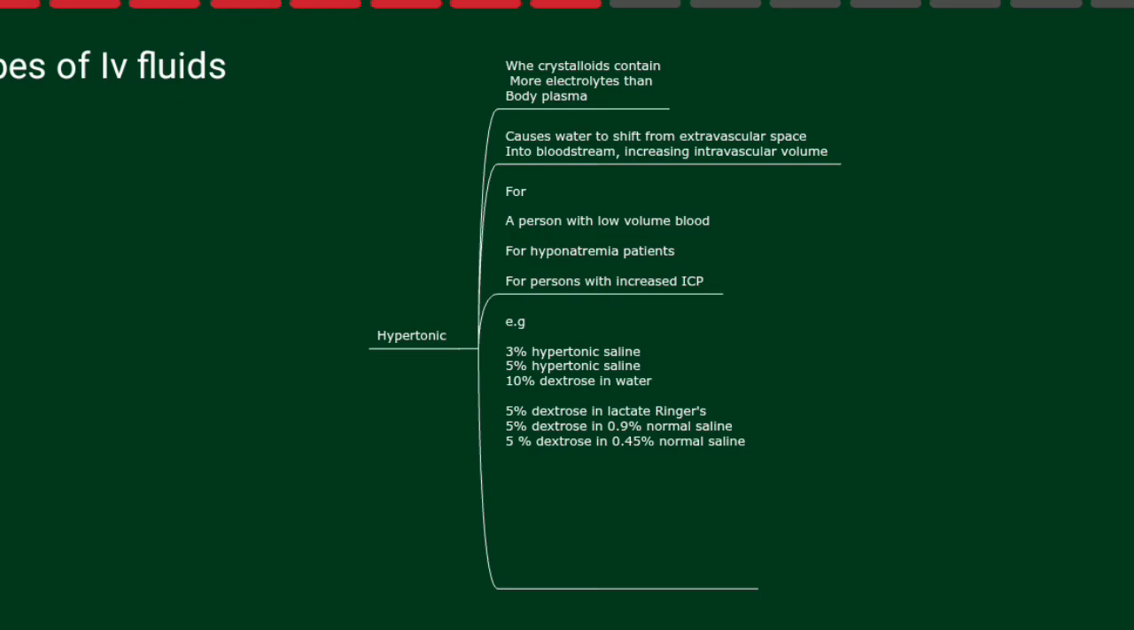Examples of the hypertonic crystalloid: we have the 3% hypertonic saline, 5% hypertonic saline, 10% dextrose in water, 5% dextrose in lactated ringers, 5% dextrose in 0.9% normal saline, 5% dextrose in 0.45% normal saline.